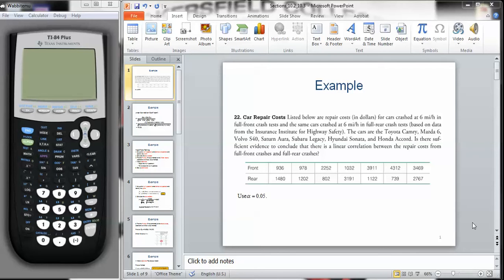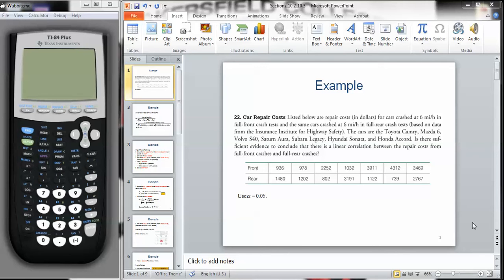So we have repair costs for car crashes at 6 miles per hour in full front crash test, and the same car crash at 6 miles per hour in full rear crash test. Here we have 7 different types of cars. And first we'd like to find the linear correlation coefficient between front and rear.